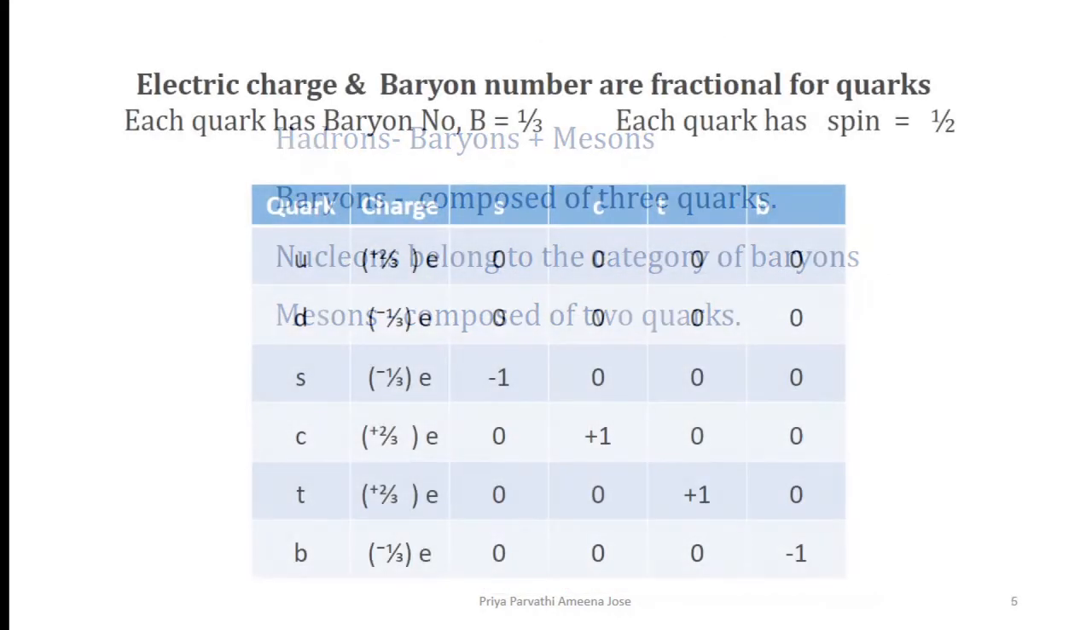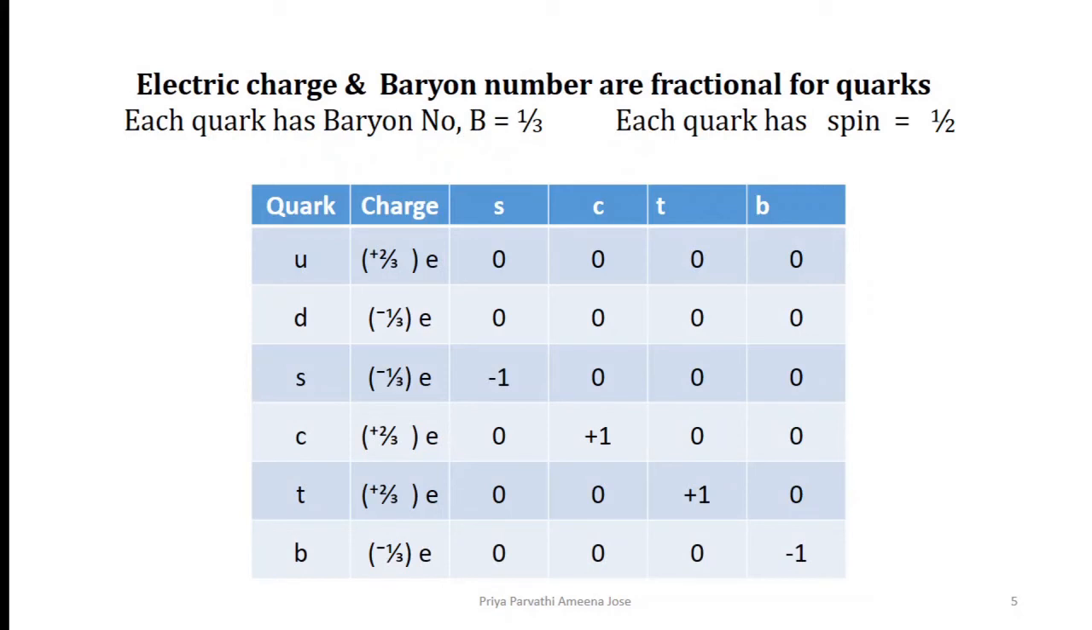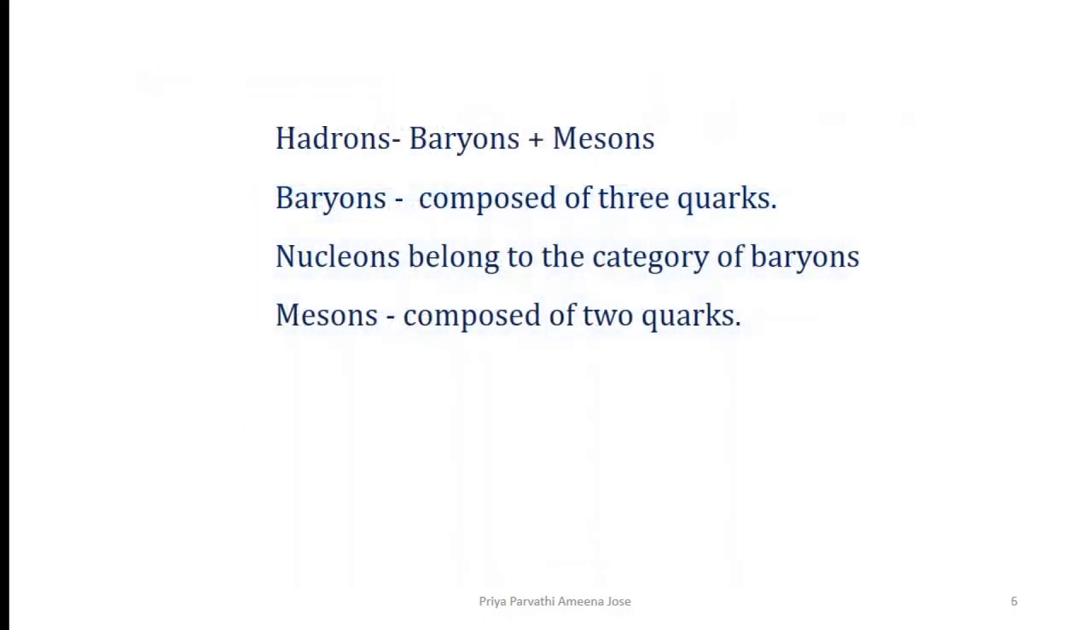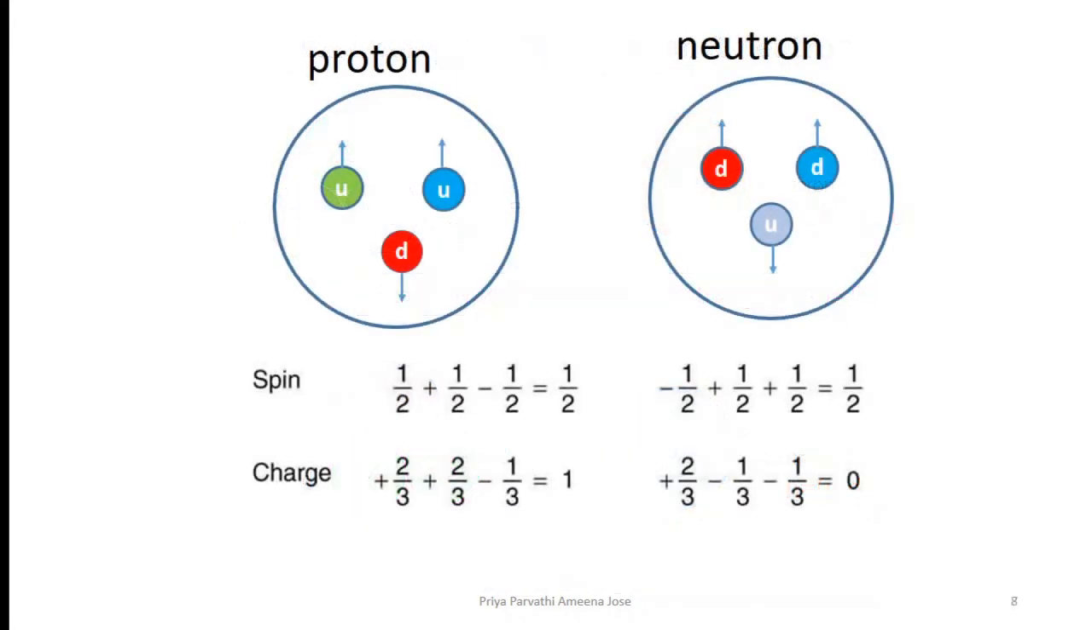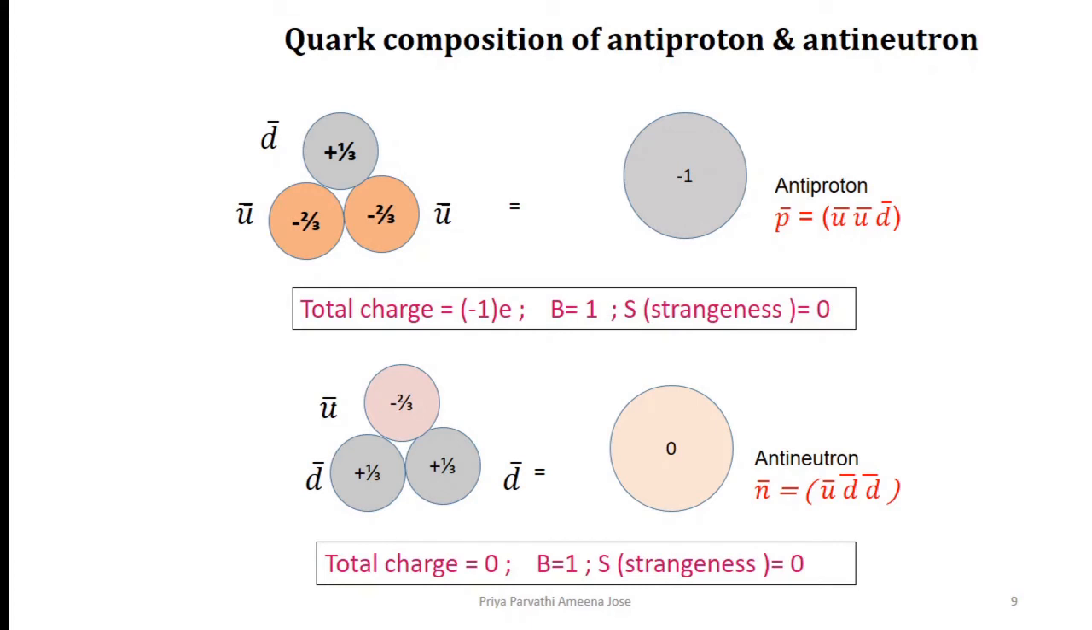From the earlier slide, we know that both up and down quarks have strangeness value 0. So, a proton has 0 strangeness number. Similar is the case with a neutron. A neutron is composed of 2 down quarks and a single up quark. Here we get total charge 0 and baryon number 1 and strangeness number 0. Another look into the spin and charge of nucleons. This slide explains the quark composition of antinucleons, that is antiproton and antineutron.